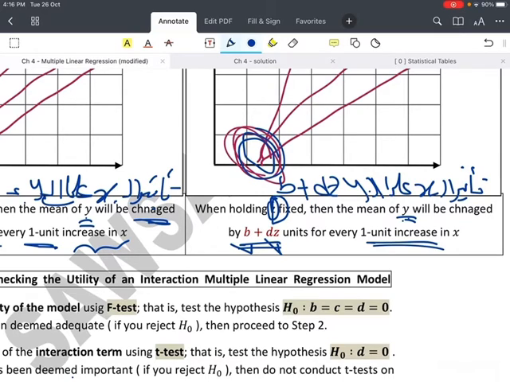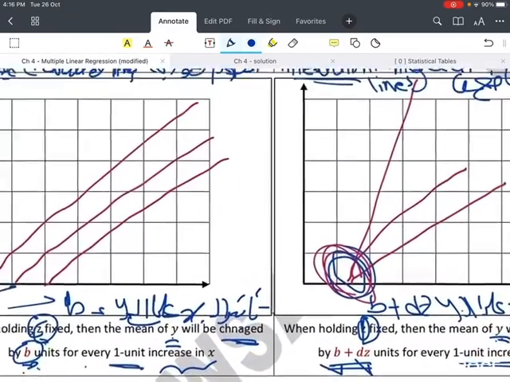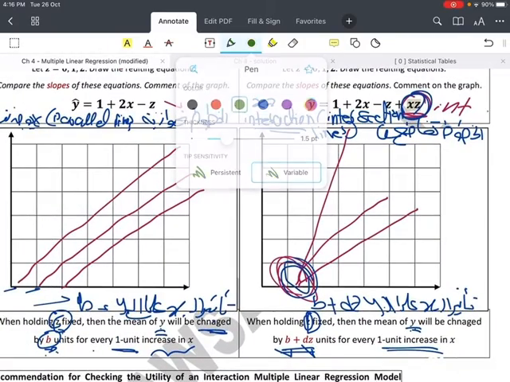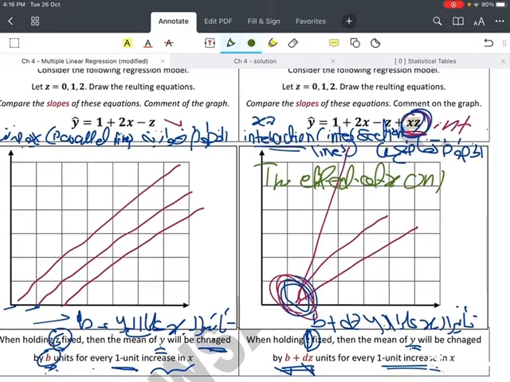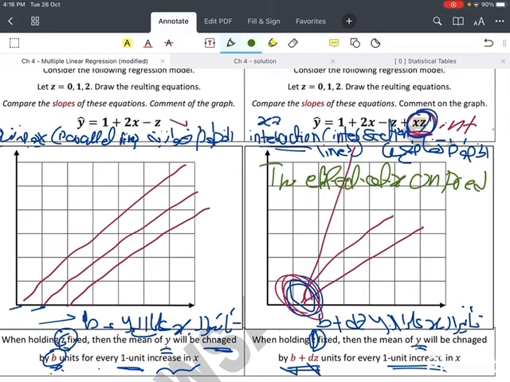So you can write the effect of x on predicting y is measured by b plus dz. So the effect that x has on y is measured by b plus dz.